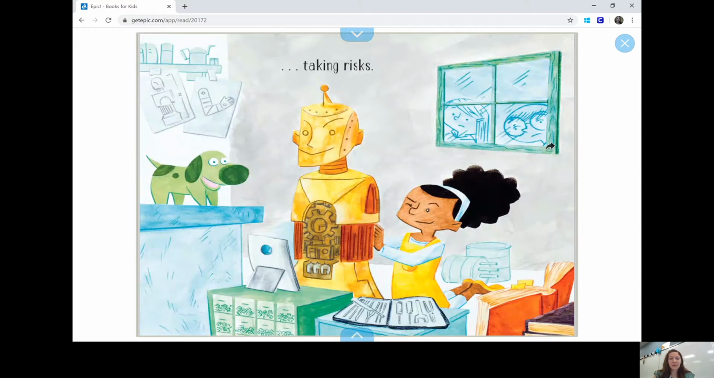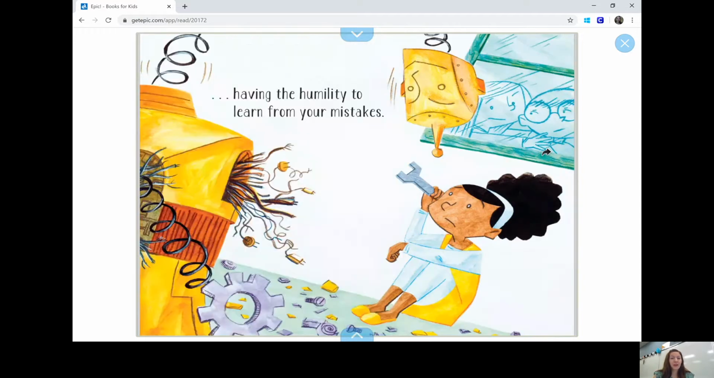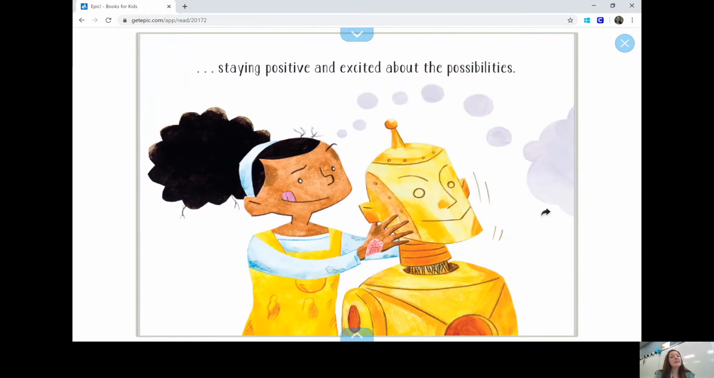Taking risks. So trying new things, not being afraid to fail. That's very important. Having the humility to learn from your mistakes. And this is key. Instead of saying, I messed up, I'm never going to try that again, she's thinking, okay, I messed up. How can I make this better? Staying positive and excited about the possibilities. So thinking positive thoughts about yourself or the process and being excited to try again.